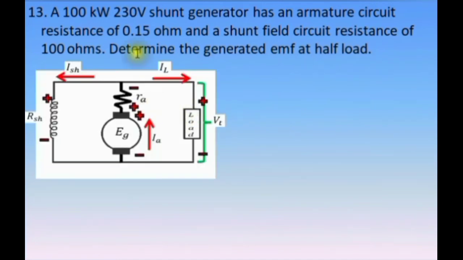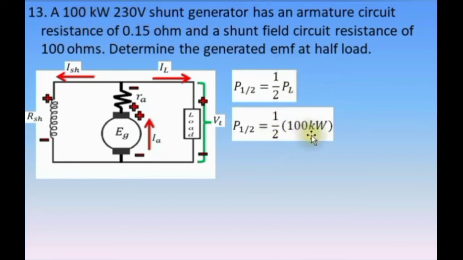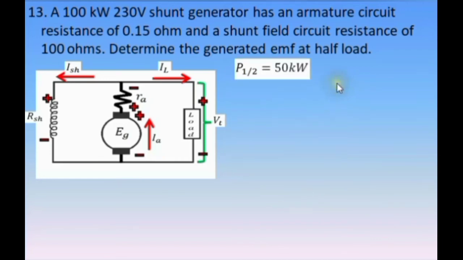This shunt generator is rated 230 volts terminal voltage and its power is rated at 100 kilowatts. The armature circuit resistance is 0.15 ohm and the shunt field circuit resistance is 100 ohms. We are asked to determine the generated EMF at half load. To determine the half load of this generator, that is simply multiplying its rated power, 100 kilowatts, by 1/2. So we have 1/2 times 100 kilowatts. This is 50 kilowatts.